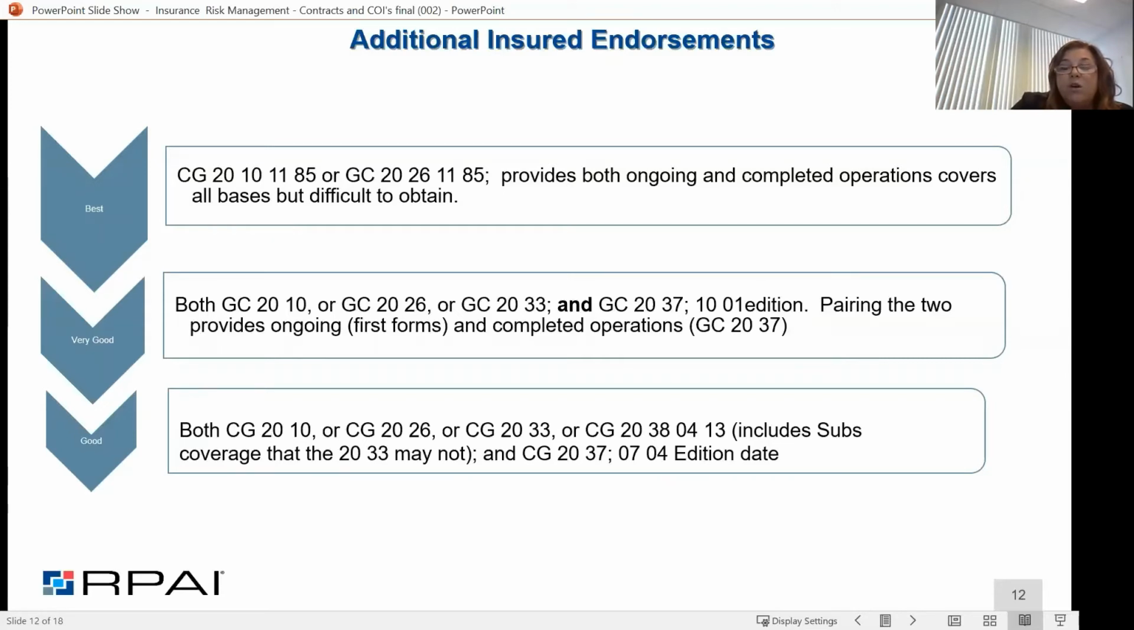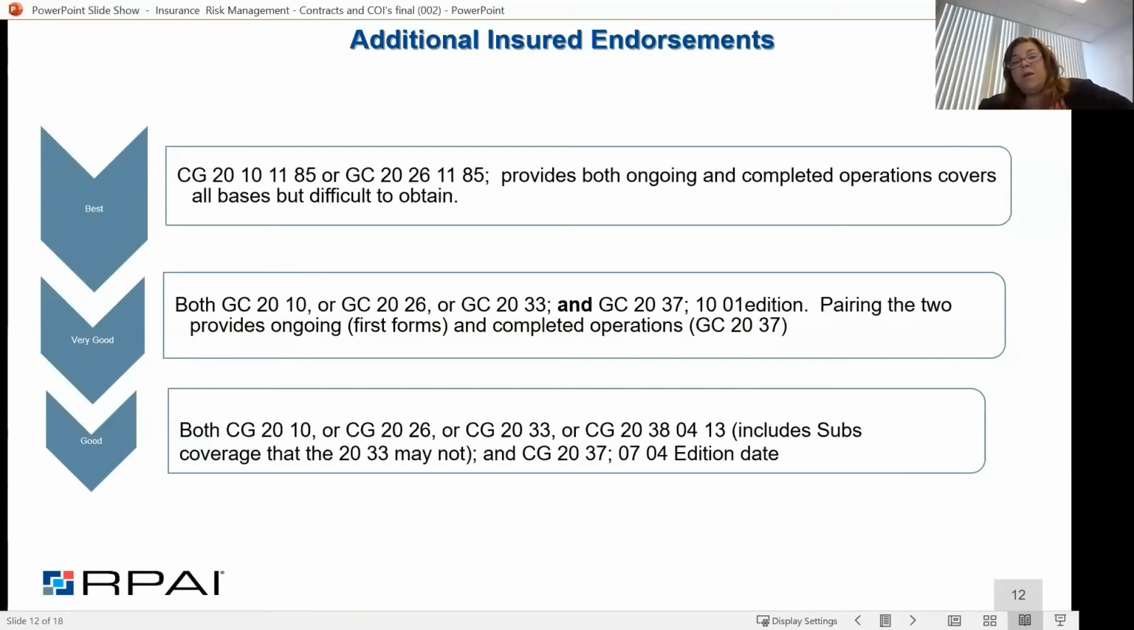If you look below, we have a 10/01 edition. Sometimes there's an April '13 edition. So there are different editions out there as ISO responds to requirements of insurance companies and to litigated cases, and there's case law that evolves. A lot of these forms change, mature, put on limitations, and so forth. So you want to make sure what edition of each form you're going to be getting.